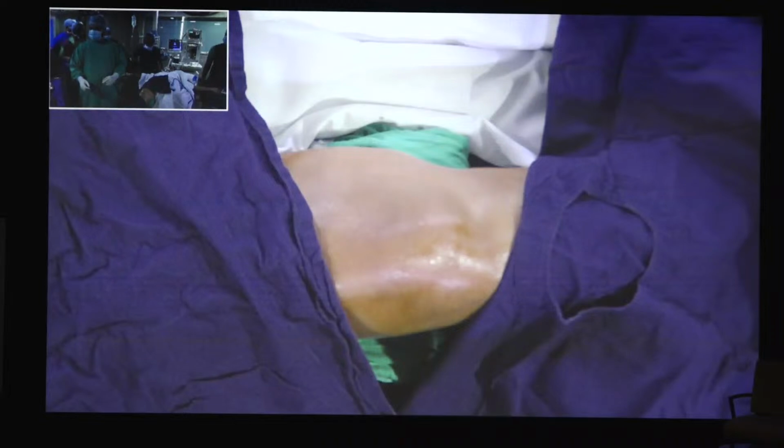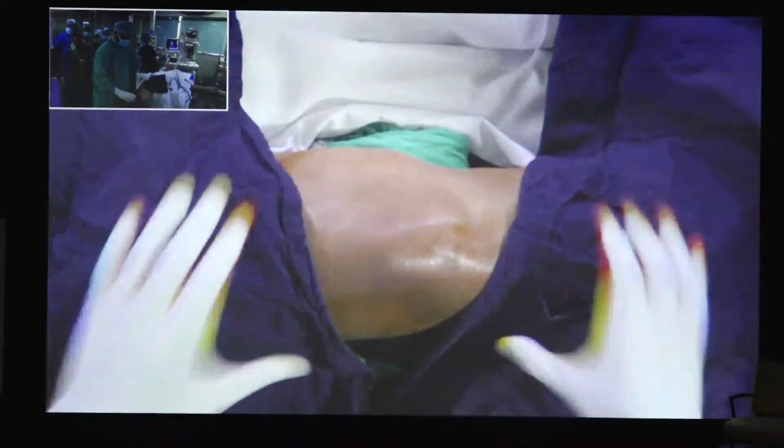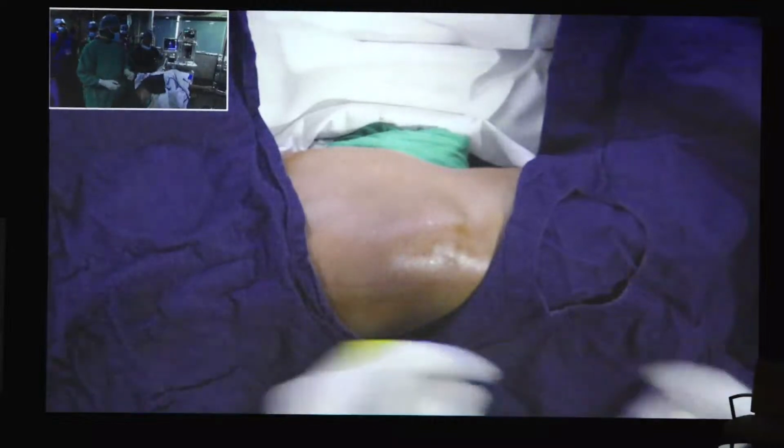Extra set. You have an extra set. Table height? Yeah.